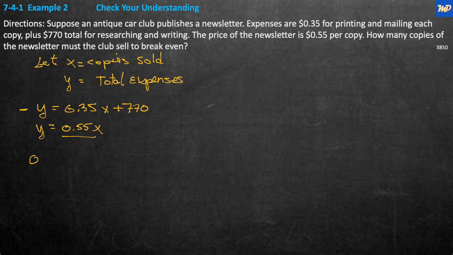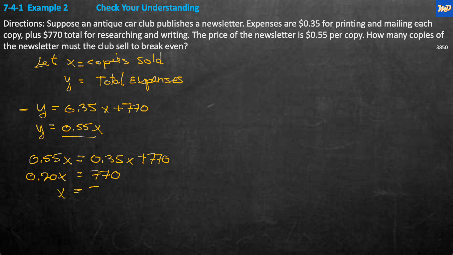We can say 0.55x, that's the y, is equal to 0.35x plus 770. And now we get to get the x alone on the left-hand side. So we're going to subtract 0.35x from both sides. And when we do that, we're going to get 0.2x is equal to 770. Okay, now all that's left to do is solve for x.